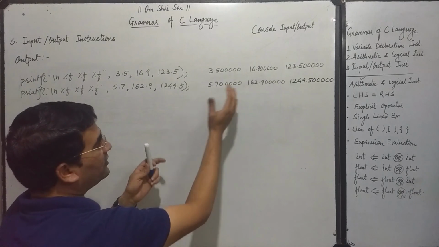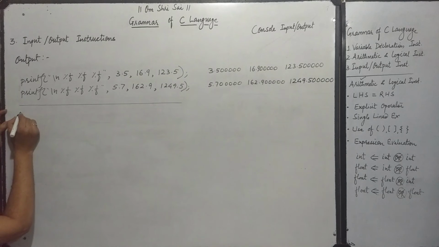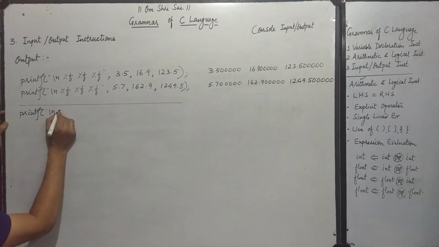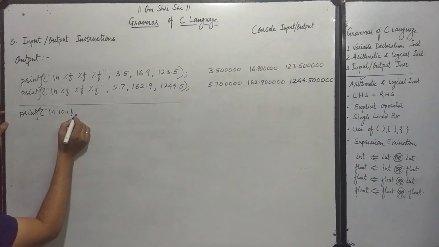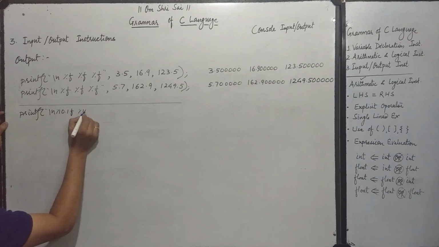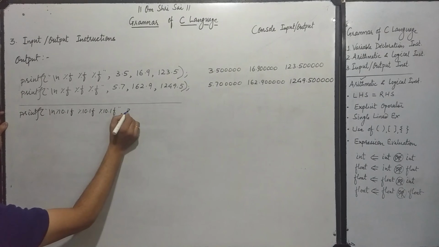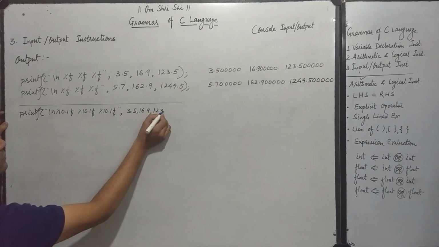इस आउटपुट को प्रॉपर फॉर्मेटिंग देने के लिए मैं यहां पर कुछ इस तरीके से स्टेटमेंट लिख सकता हूं. लेट्स से printf \n, then I specify %10.1f, then %10.1f, then %10.1f, comma, 3.5, 16.9, comma, 123.5.